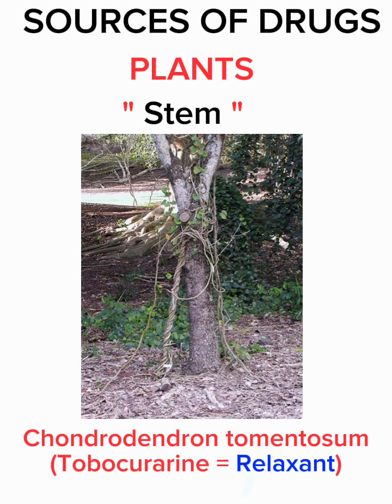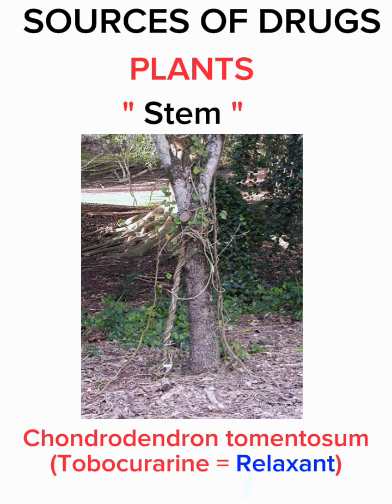And then from the stem, I only have one example for you. We have Chondrodendron tomentosum. I know it's quite cumbersome to say, but it's a very important plant because you can get tubocurarine. It's a very important drug because it's used in the treatment of tetanus, because it's a muscle relaxant. It acts on nicotinic receptors and blocks them. We'll discuss that in pharmacology.